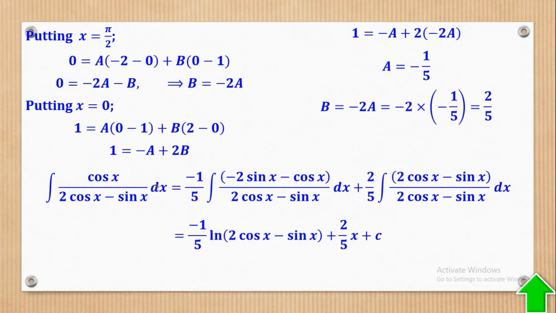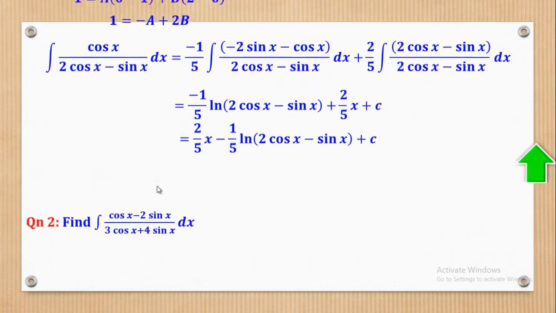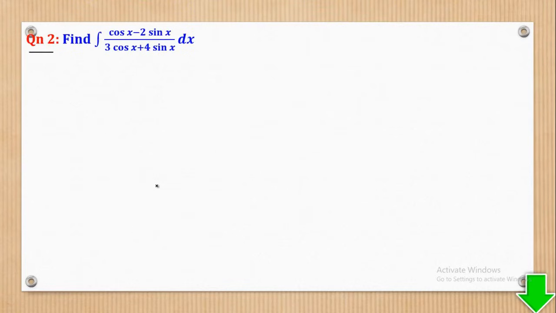So I believe now you realize why we made the numerator to be in the form a multiplied by the derivative of the denominator plus b multiplied by the denominator. So you can either choose to stop here or you conclude in this way. All is okay. That was question 1. Now we shall go to question 2, where they want you to integrate this.